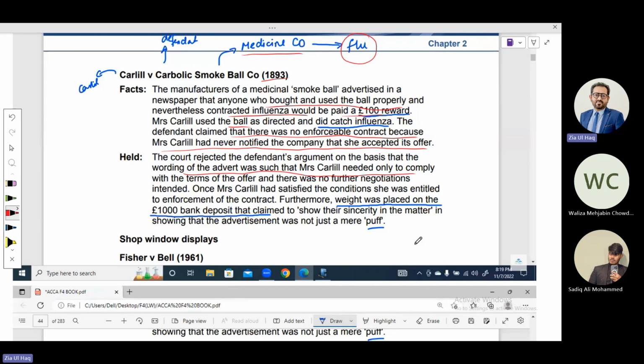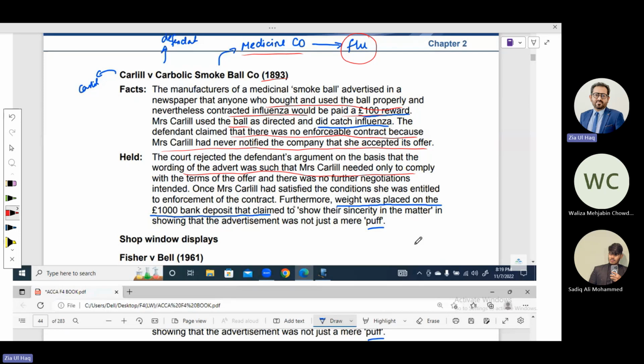So the court rejected the defendant's argument on the basis that the wording of the advert was such that Mrs. Carlill need only comply with the terms of the offer, and there was no further negotiation intended, because there is no further chance of negotiation in this advertisement. So that will be considered an offer. Once Mrs. Carlill had satisfied the condition, she was entitled to enforcement of the contract.